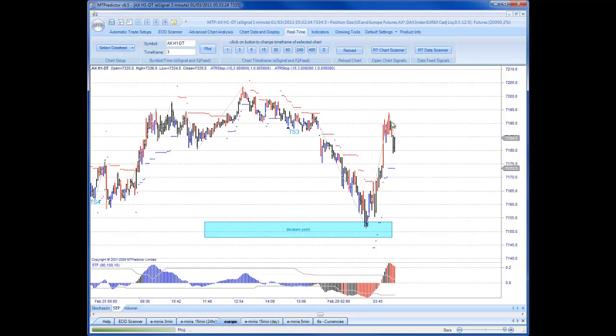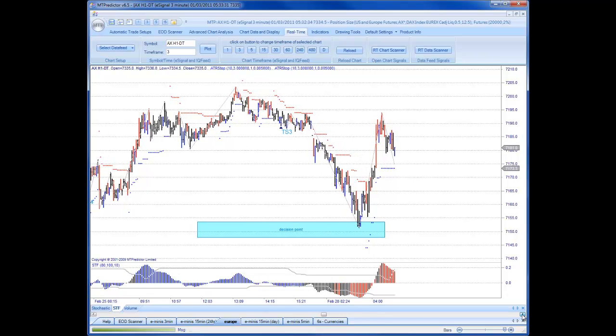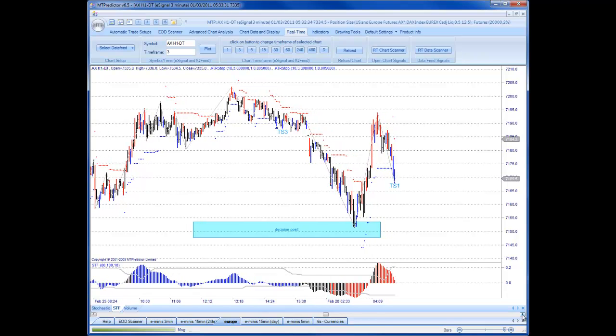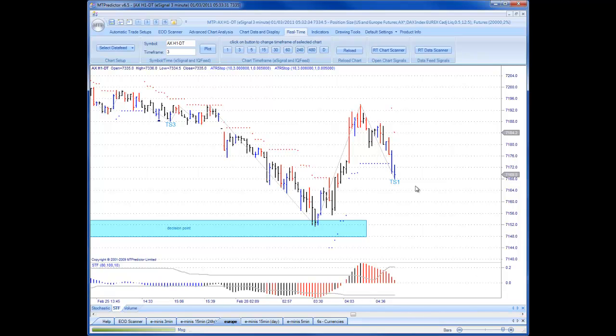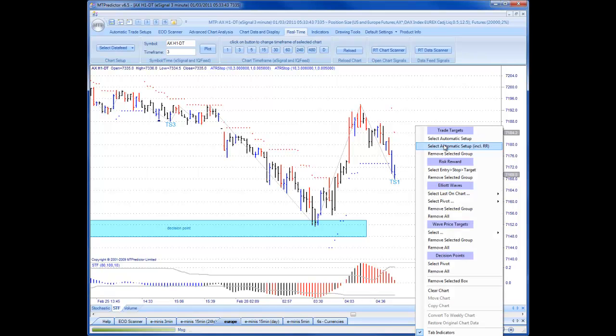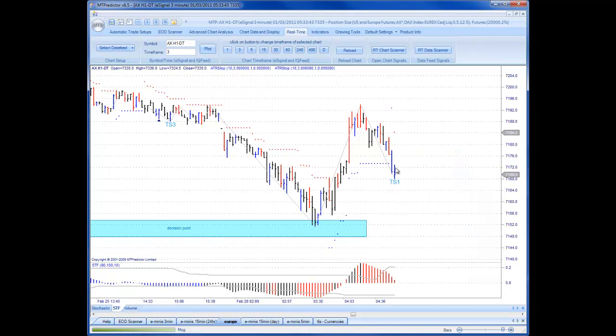In MTPredictor, these are normally found as TS1, TS3 or TS4 setups. There are setups that find ABC corrections. So let's move forward. Market goes down, and there we have it. The market has now identified for us an automatic TS1 buy setup with a blue buy bar here. So if we right mouse click, select automatic analysis, we can put our analysis on our chart, and even at the first target, a potential risk reward of 3.7R is a good trade.